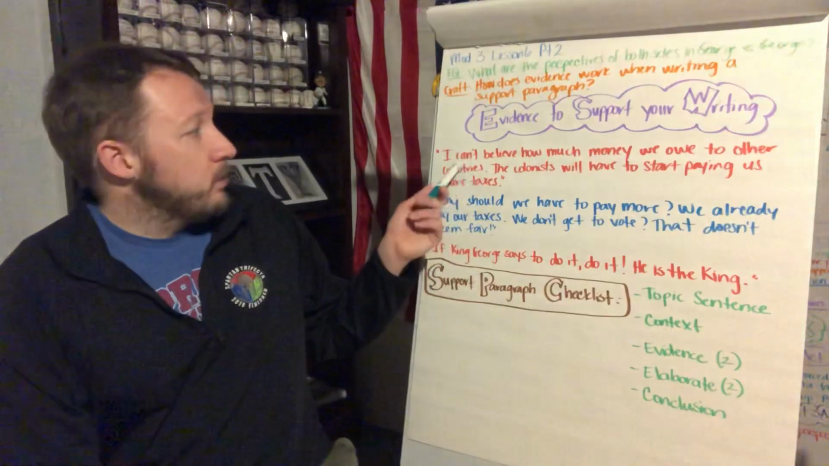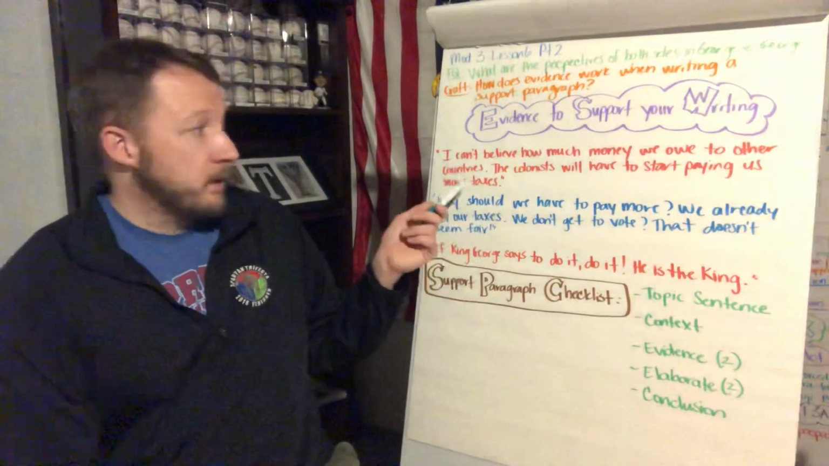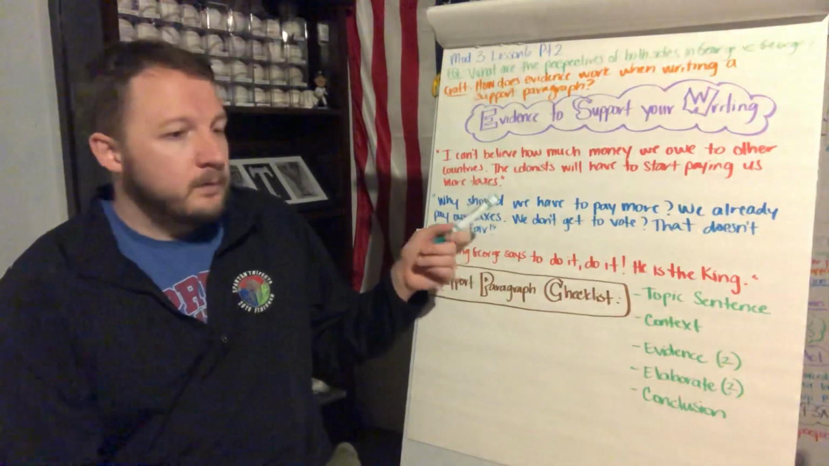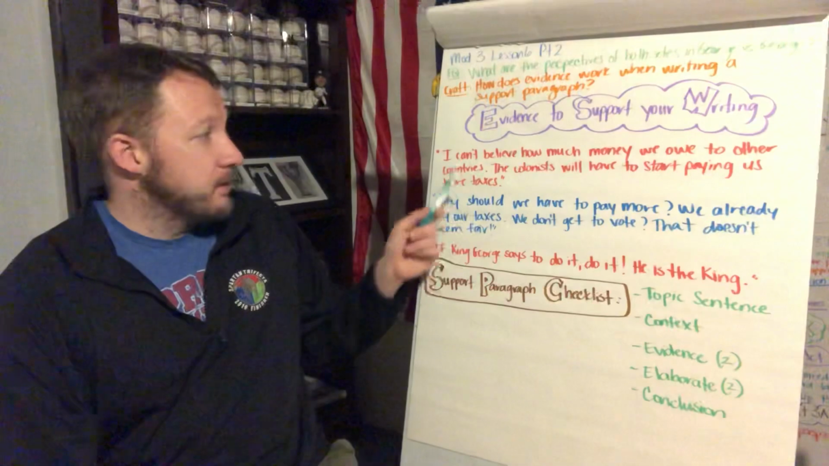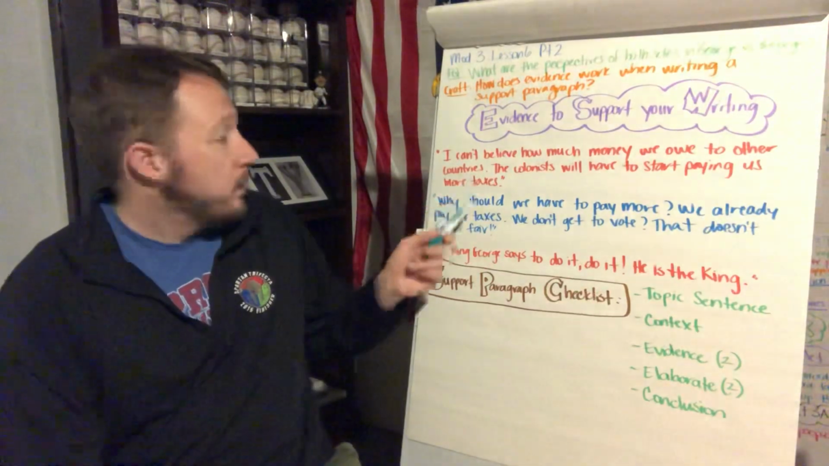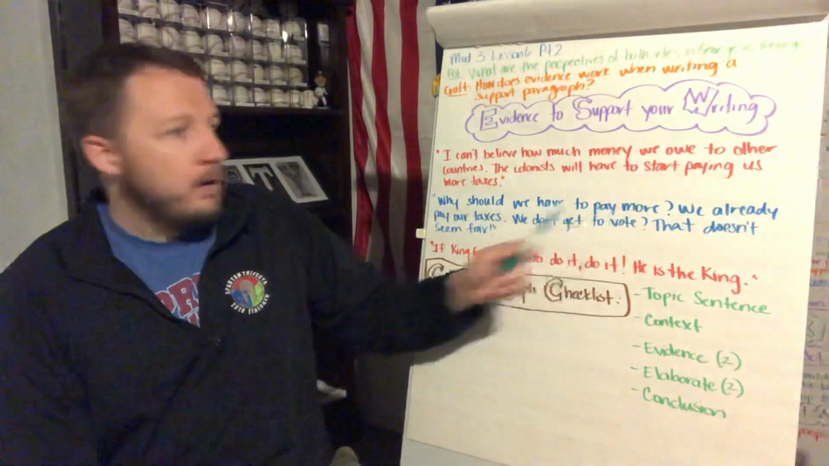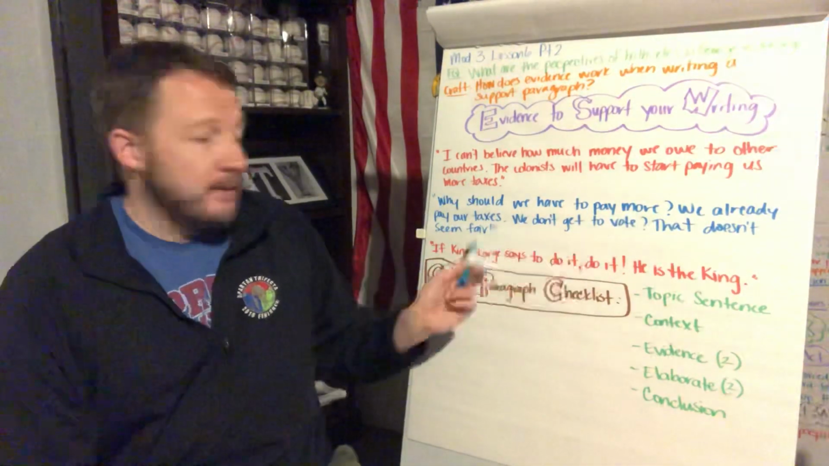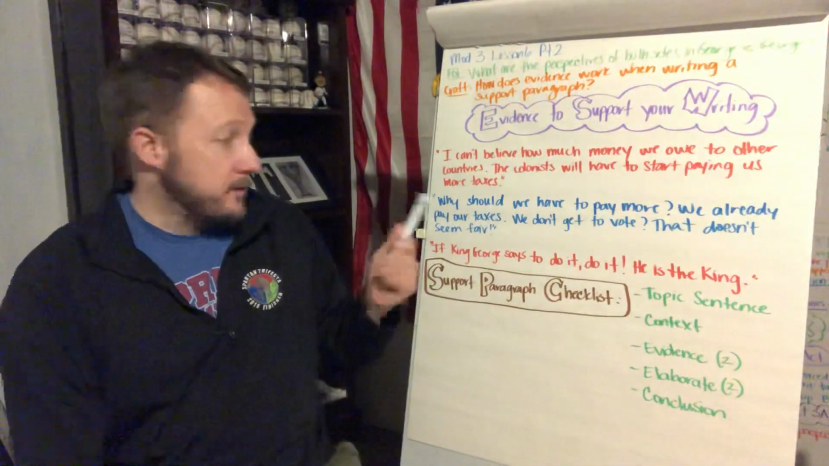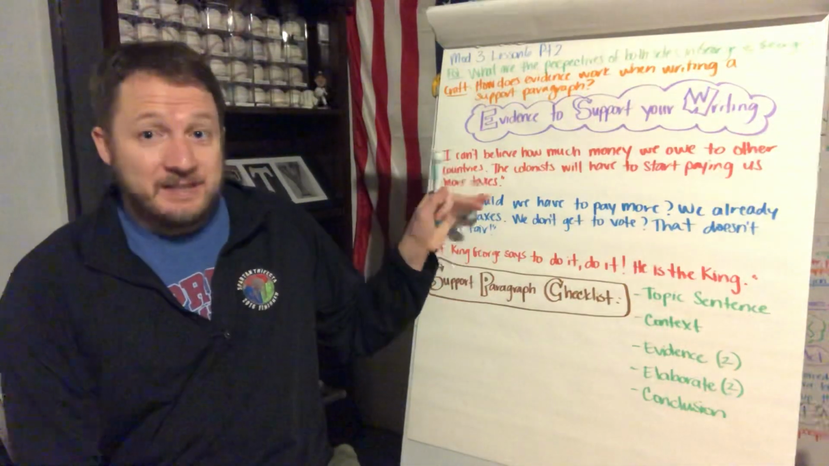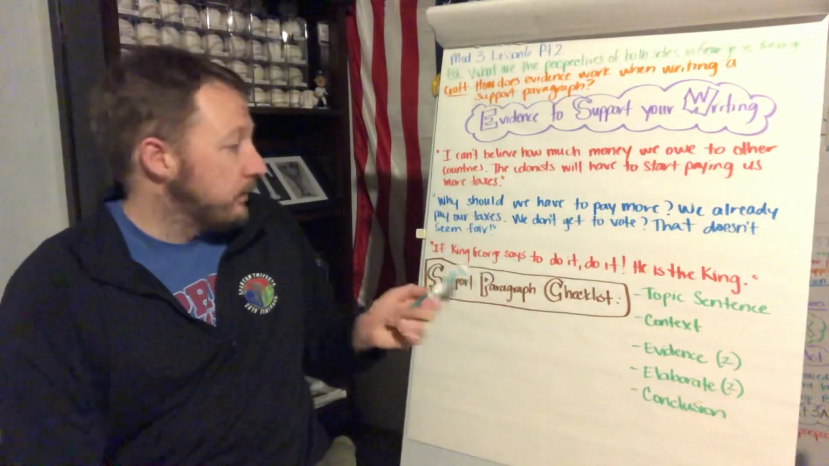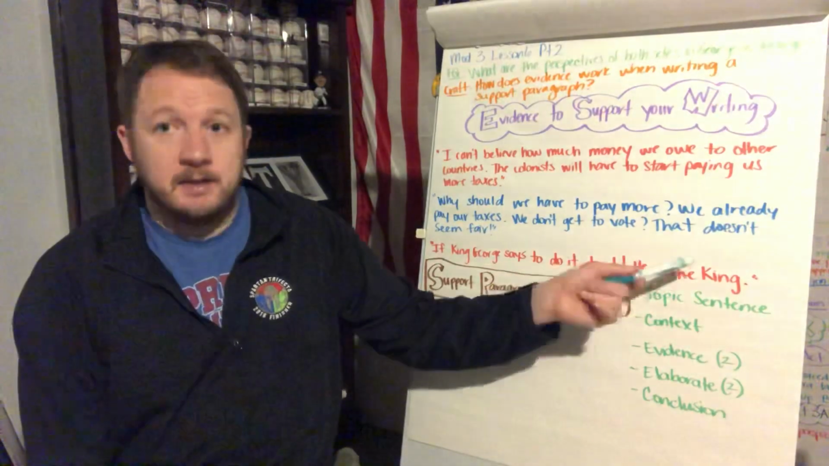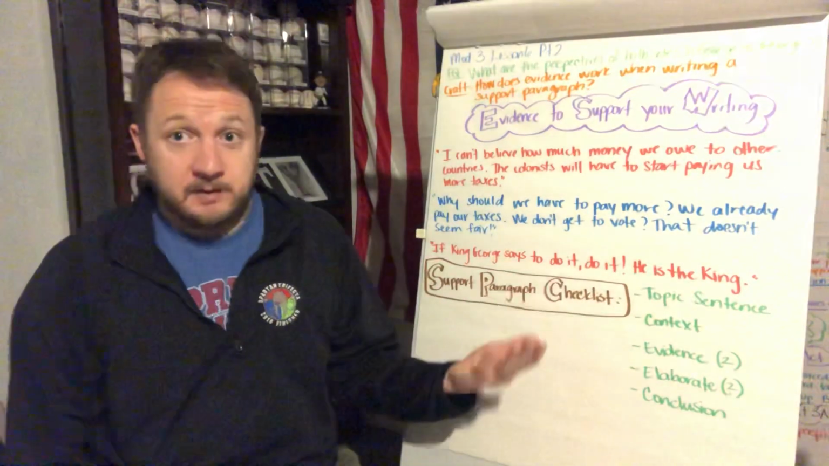Okay? So the first quote is, I can't believe how much money we owe to other countries. The colonists will have to start paying us more taxes. And this is actually a conversation. So now it goes back, that's a British perspective. And now it goes, why should we have to pay more? We already pay our taxes. We don't get to vote on this? That doesn't seem fair. So that's a colonist point of view on the taxes that the British put on the colonists. And then finally it says, if King George says to do it, do it. He is the king. So obviously that is a British perspective as well.